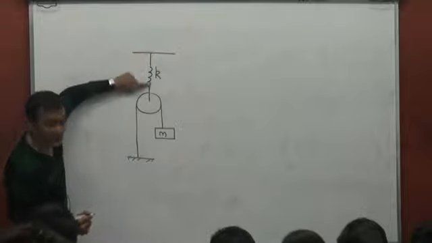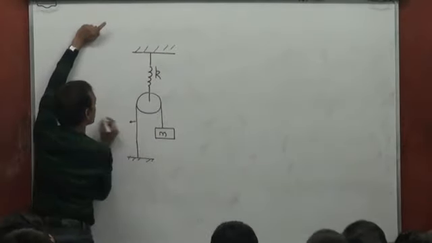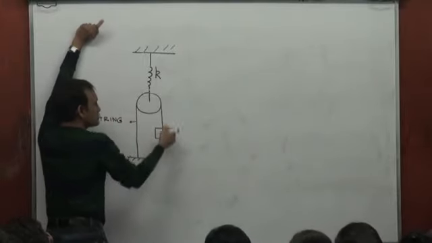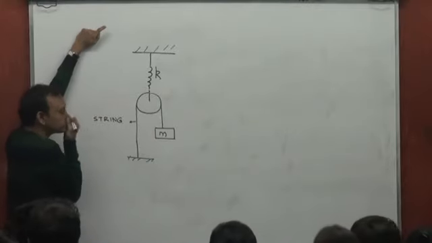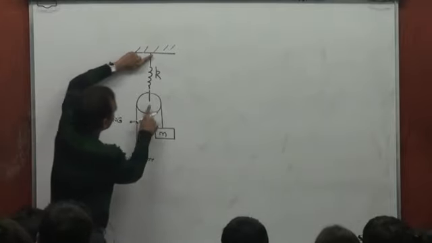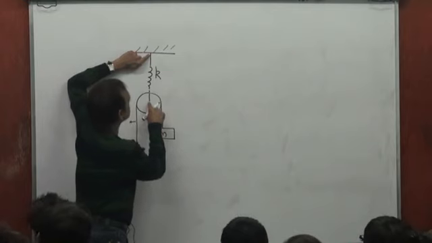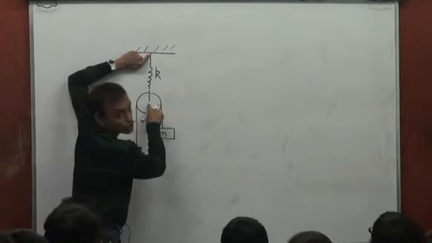Now I have a spring of force constant K. This is a spring, but this is a string. That's a spring, right? Now, this pulley would obviously descend because the spring will experience a force, right?